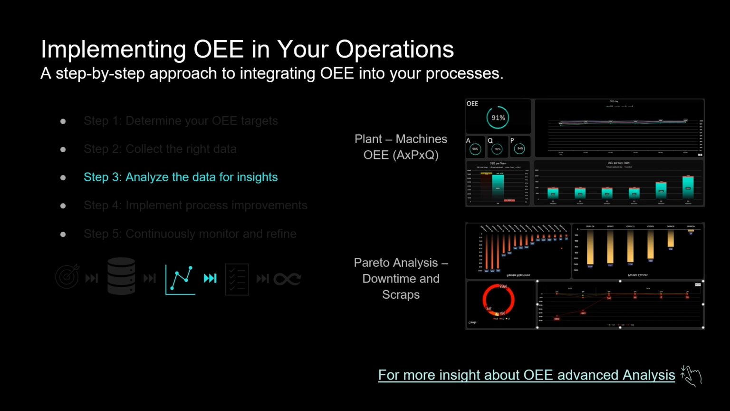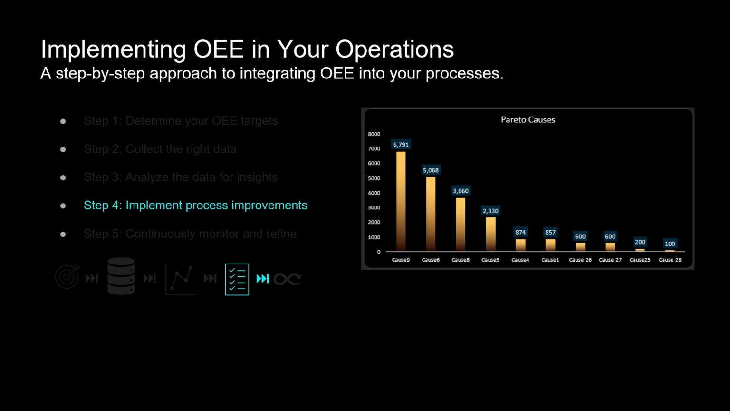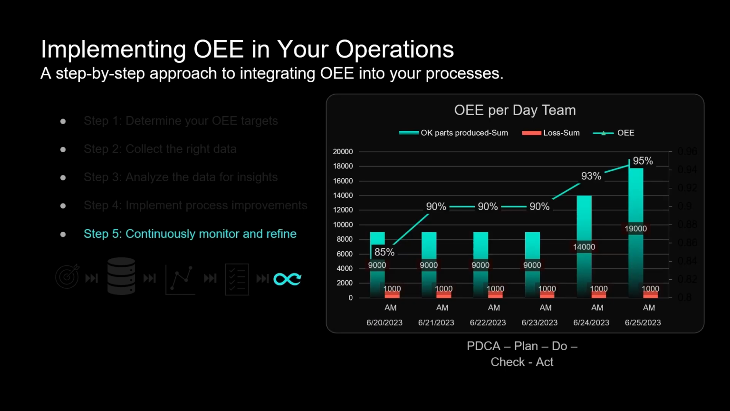Step 4. Implement improvement actions focusing on the main causes of downtime and scraps to achieve the best results. Utilize the insights gained from your analysis to develop targeted strategies for optimizing production efficiency and minimizing losses. Step 5. Regularly review performance metrics and feedback from operators to identify areas for further improvement. Adjust strategies and processes as needed to optimize efficiency and maintain high levels of productivity.